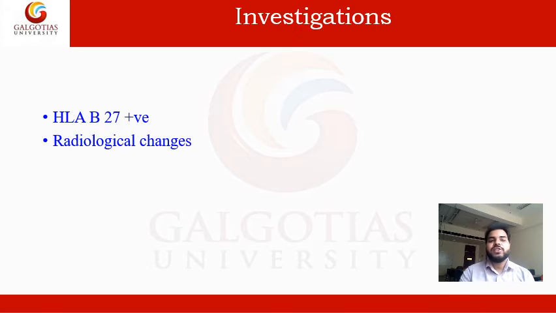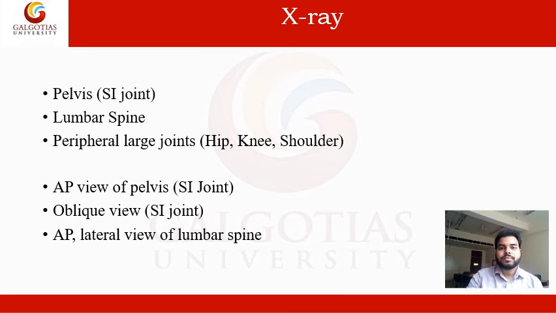What investigations are we going to do? That is HLA-B27, which is positive, and the radiological changes. Radiological changes mean your X-ray changes. In the X-ray, we can go for the pelvis, lumbar spine, and the peripheral large joints. And AP view of the pelvis, AP meaning anterior to posterior view, oblique view from the side, and the lateral view of the lumbar spine.